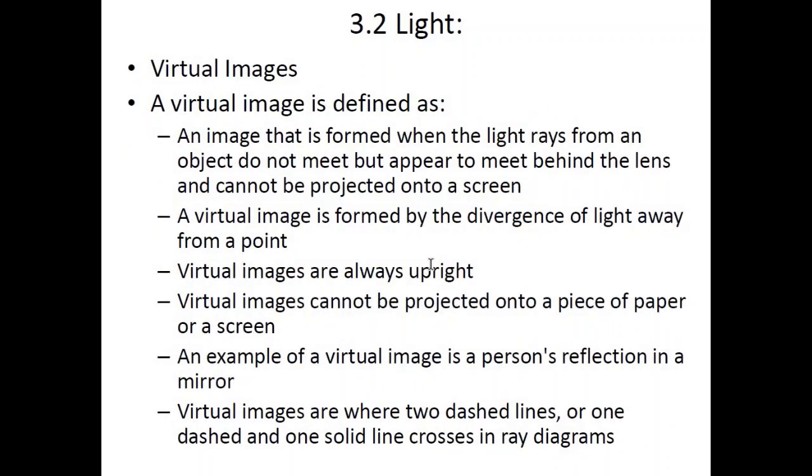A virtual image is one that is formed when light rays from an object do not meet but appear to meet behind the lens. These images cannot be produced onto a screen. It is formed by the divergence of light away from a point. They are always upright. They are never inverted. Virtual images cannot be projected, and an example of a virtual image is a person's reflection in a mirror. Virtual images are where two dashed lines, or one dashed and one solid line, cross in a ray diagram.